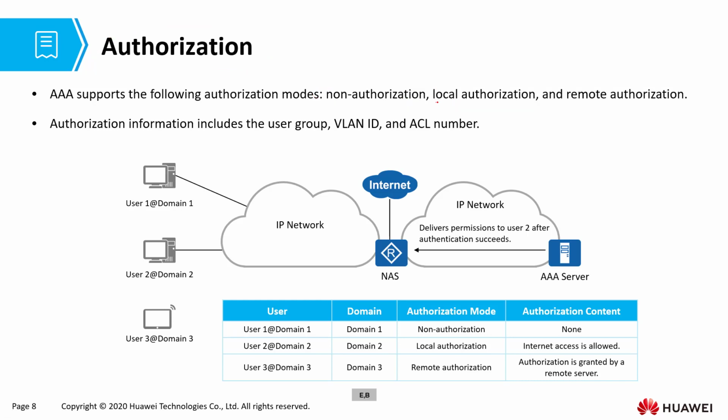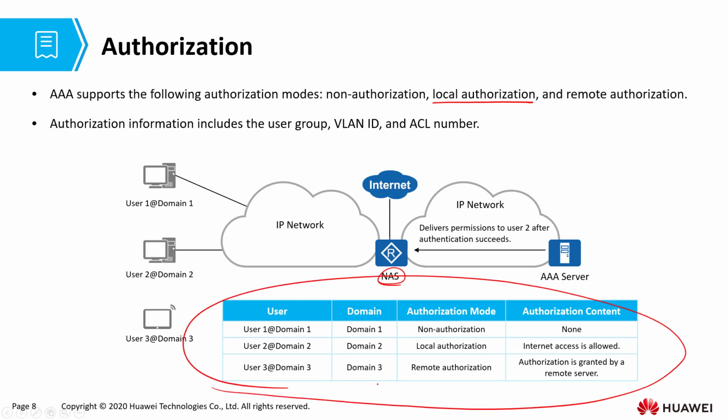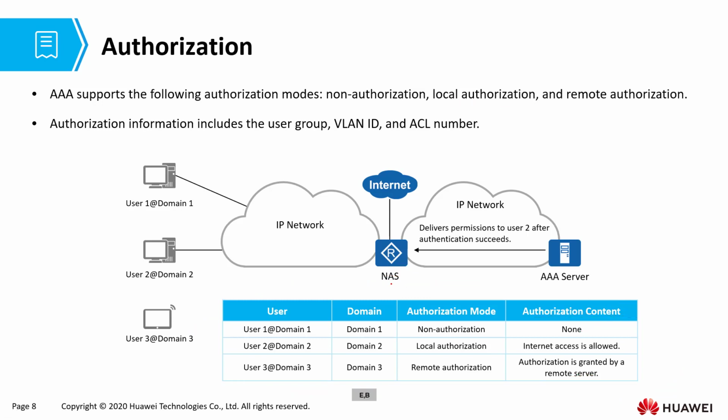Now, in local authorization, just like local authentication, it means that you're going to be authorized based on domain configuration on the network access server. The authorization mode information, the table that determines who is authorized to do what, is going to be stored, all of it, on the network access server, on a local device, a device local to your traffic flows.